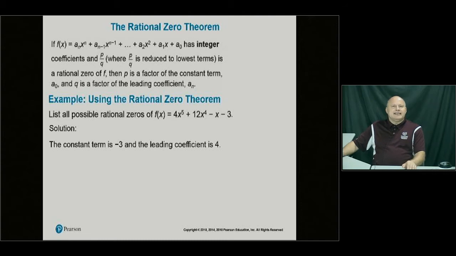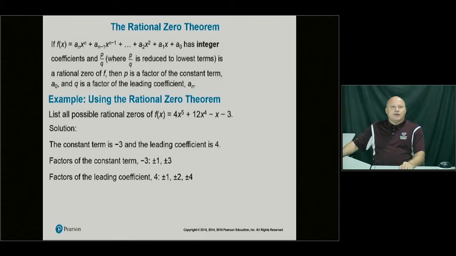So the constant term is -3 and the leading coefficient is 4. The factors of the constant term, -3, are plus or minus 1 and plus or minus 3, because 1 times -3 is -3 and -1 times a positive 3 is -3. Now the factors of the leading coefficient, 4, are plus or minus 1, plus or minus 2, plus or minus 4. For example, positive 1 times a positive 4, -1 times a -4, those are both 4. Positive 2 times positive 2 is positive 4, and -2 times -2 is positive 4.